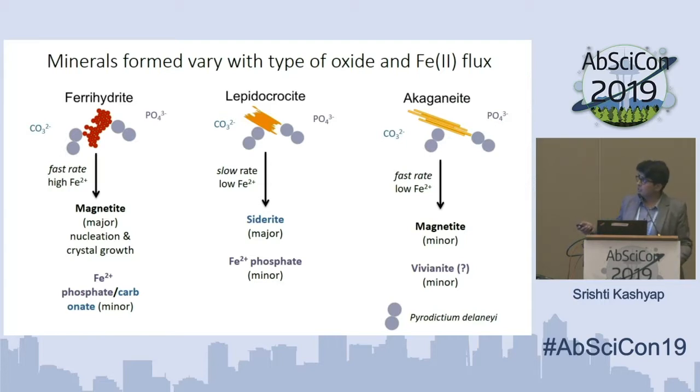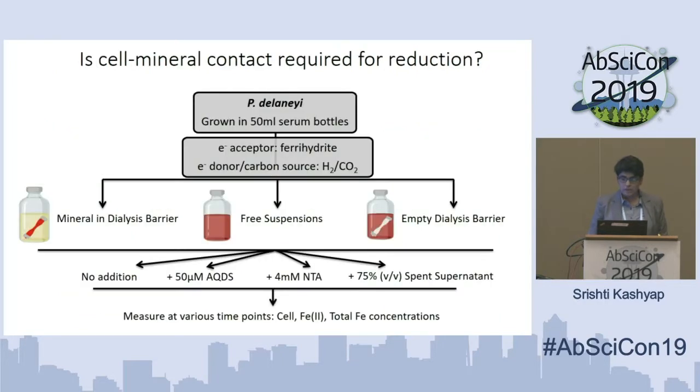With lepidocrocite, which shows slow rates of reduction and low Fe2+ accumulation, we see siderite and ferrous phosphate forming. With akaganeite, which shows fast rates of reduction but significantly lower Fe2+ accumulation relative to ferrihydrite, we see that minor amounts of magnetite and the ferrous phosphate vivianite can accumulate. So context here can really make a difference in thinking about the different types of mineral phases that can form.